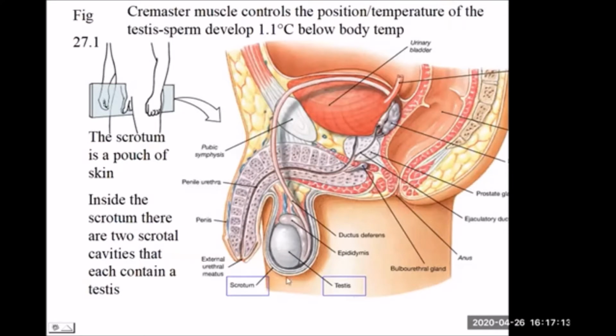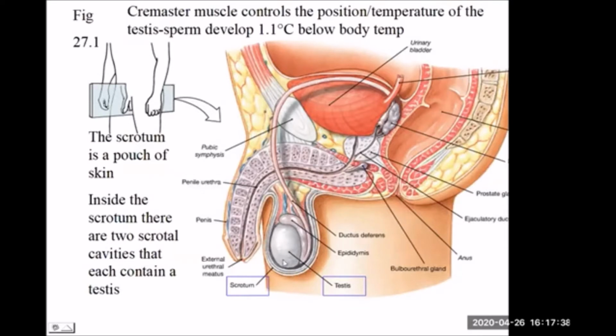So deep to the skin of the scrotum, there's a layer of muscle, and in particular one of them known as the cremaster muscle. This muscle will now contract or relax to either elevate the position of the scrotum and testis or depress to lower. And it's really controlling the distance between the testis and the pelvic cavity.